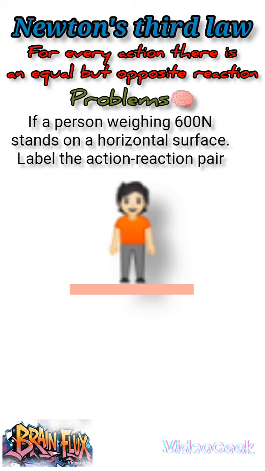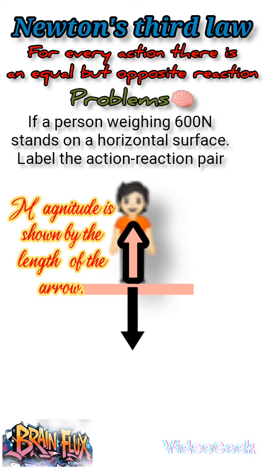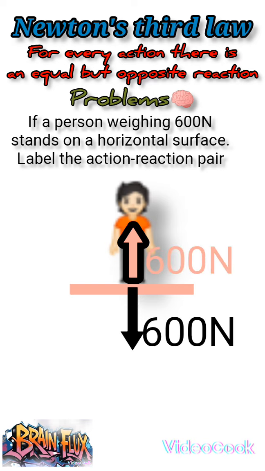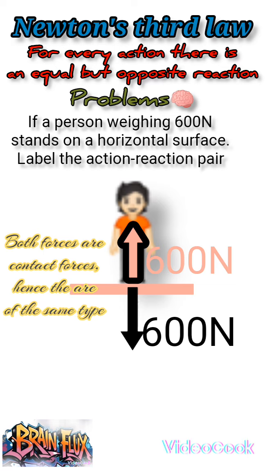Second, we're going to draw two arrows which are supposed to be of the same magnitude. By the way, magnitude is just represented by the length of the arrow, so they all have to be of the same length, and the arrow ends are supposed to point in opposite directions. And then these two forces are contact forces. So yeah, it's an action-reaction pair.